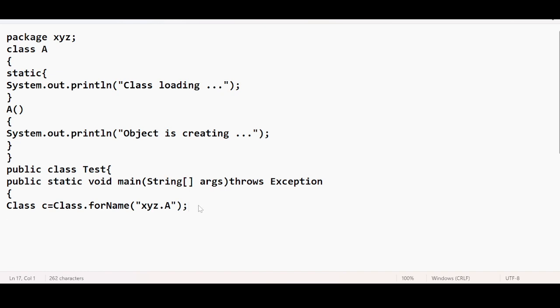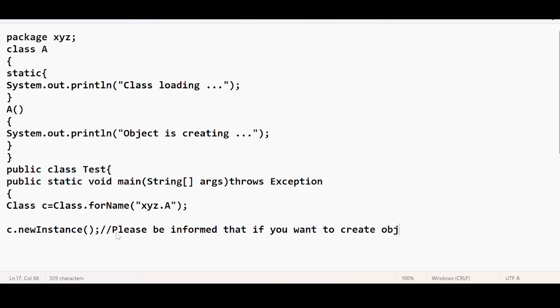Okay. The moment I do this, c.newInstance. I'm taking this variable name c, and on top of it I am calling what? I'm creating an object by using the newInstance method. Please be informed that if you want to create an object without using the new keyword in the existing syntax, we will have to use what?